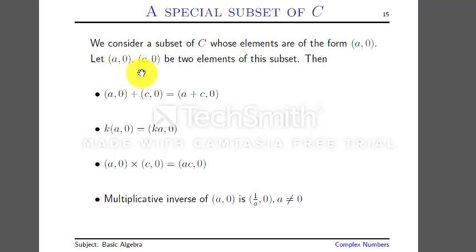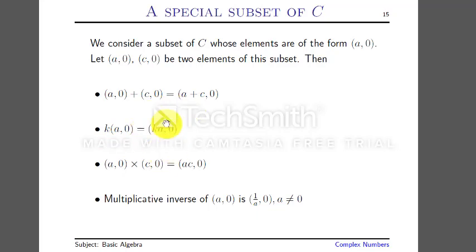Let A, 0 and C, 0 be two elements of this special subset of the complex number set. Because it's a subset of the complex number set, we have to use such notation in order to define the complex number. And then we can add these two complex numbers. The real part is added, and the result is again a real number, because the imaginary part is 0. Yes, when we add these two complex numbers, we obtain a new complex number, which is a real number as well. Similarly, we can multiply with a scalar any number of this subset.